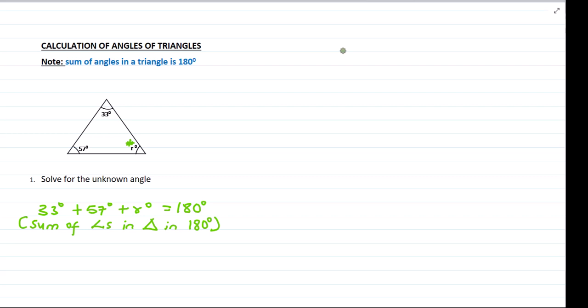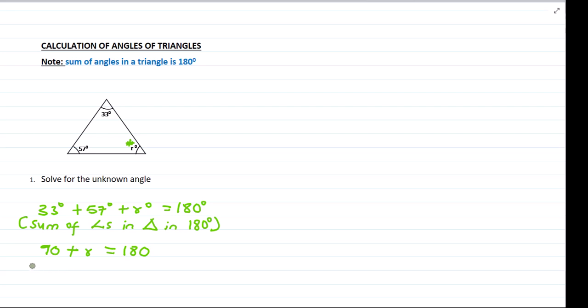Continue. From this very point, you can add these two up. So adding 33 plus 57 gives us 90. Maybe you want to keep the degrees, you can add them later, then plus r is equal to 180. From this very point, you can employ basic algebra, one-step linear equation. So if you've not gone to the lesson on one-step linear equation, you want to do that.